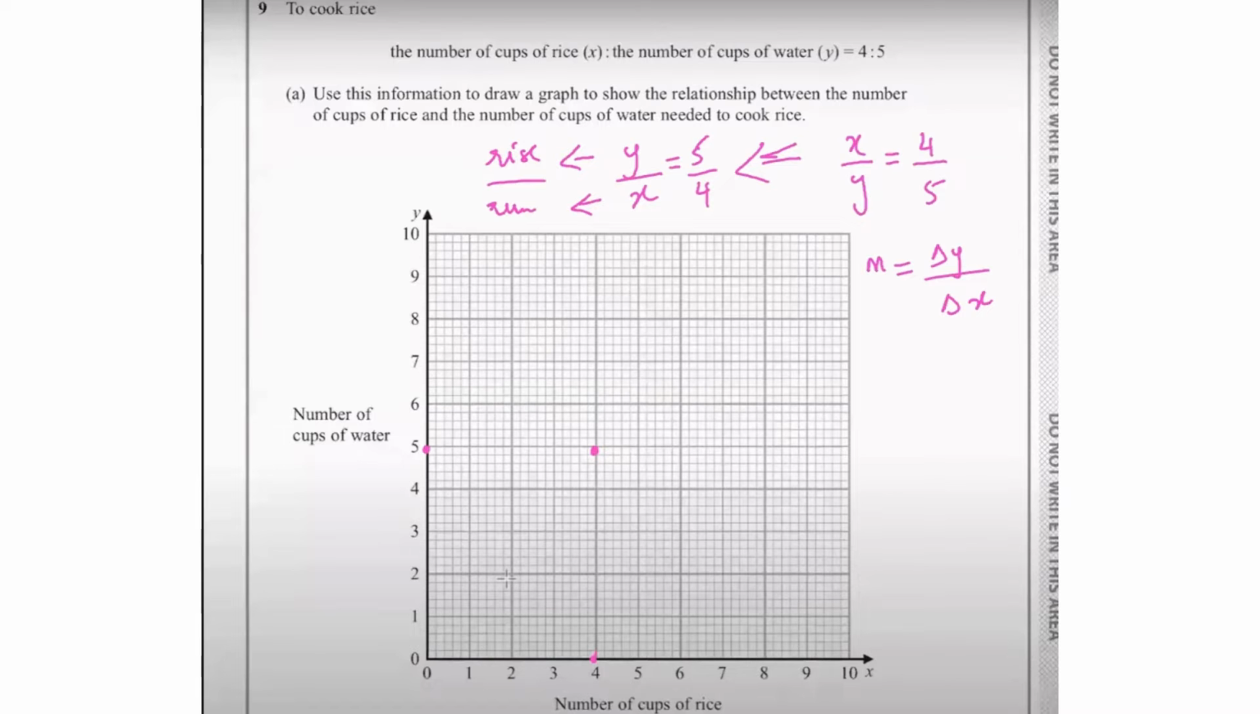So that means our line has to pass through this point. 4, 5 again, yeah. Over here, it's also 4, 5, 10. 5 to 10 is a difference of 5, and 4 to 8 is a difference of 4. So rise over run is once again 5 over 4.